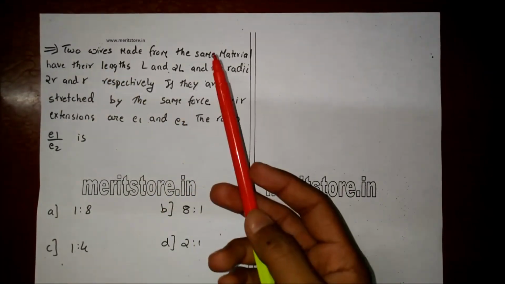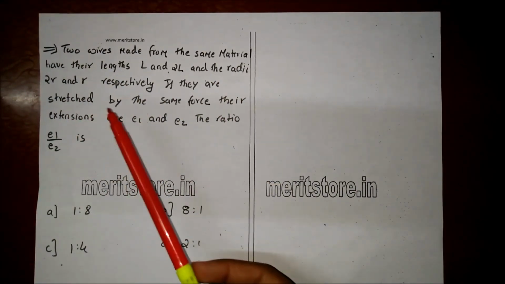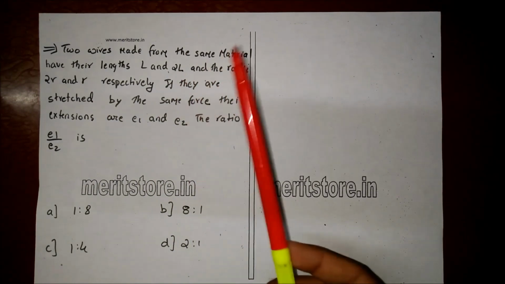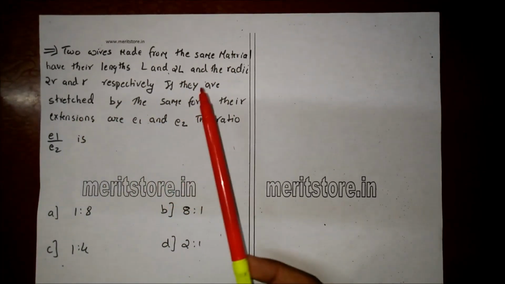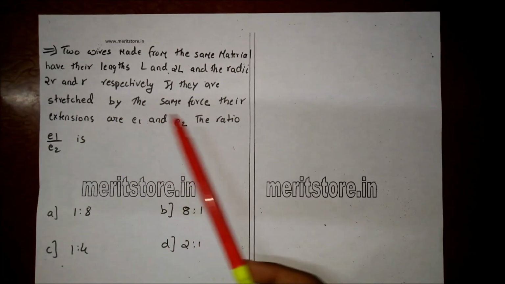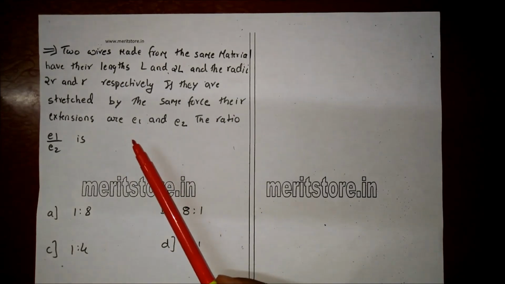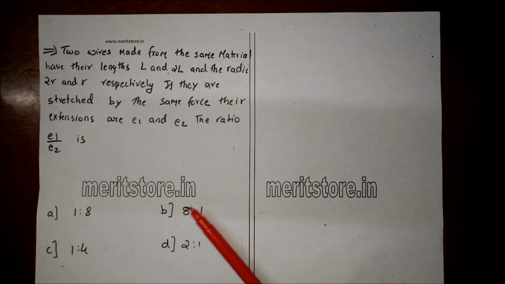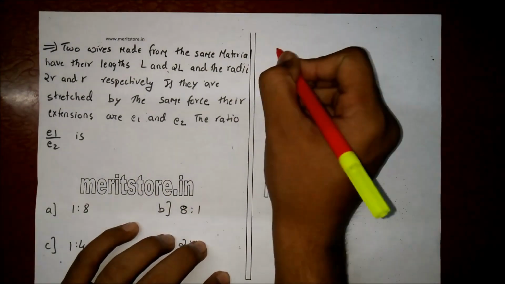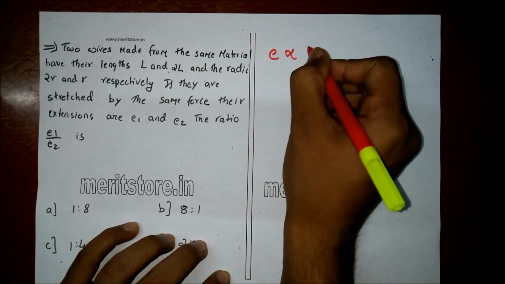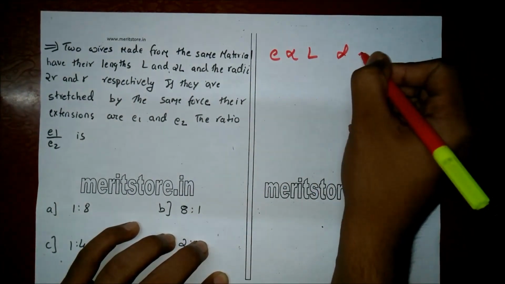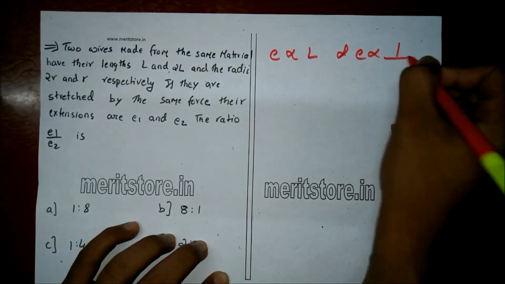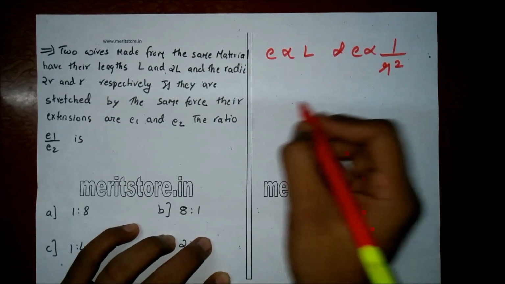Two wires made from the same material have their lengths L and 2L and the radii 2R and R respectively. If they are stretched by the same force, their extensions are E1 and E2. The ratio E1 upon E2 is 1 is to 8, 8 is to 1, 1 is to 4 and 2 is to 1. Now, we know that elongation is directly proportional to the length and elongation is inversely proportional to the r square or the radius square.